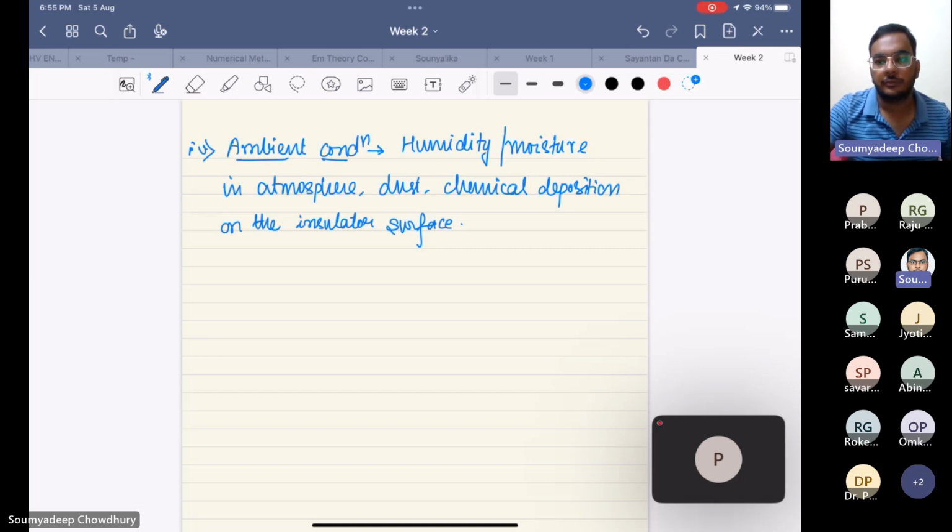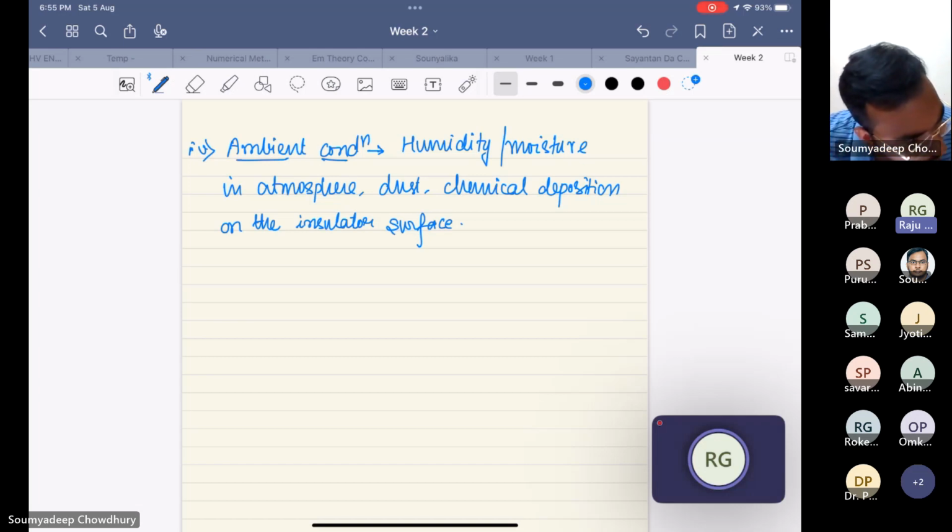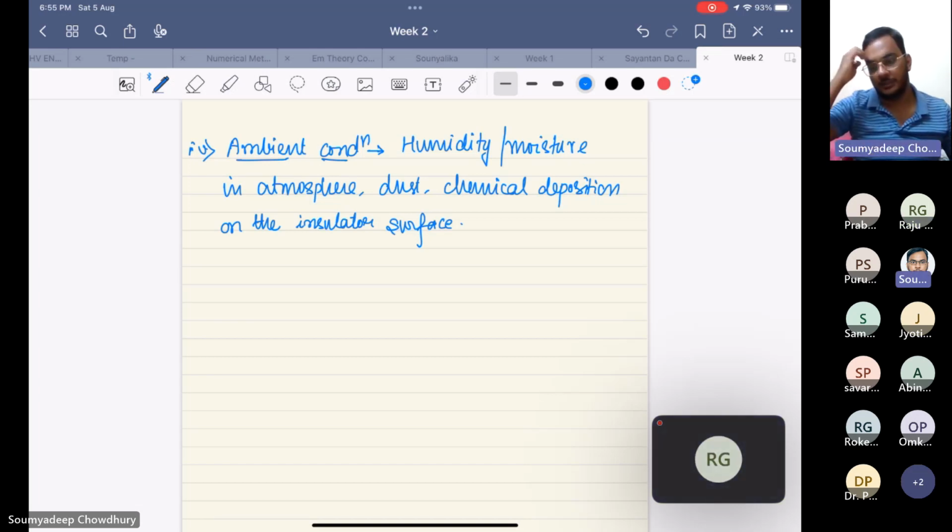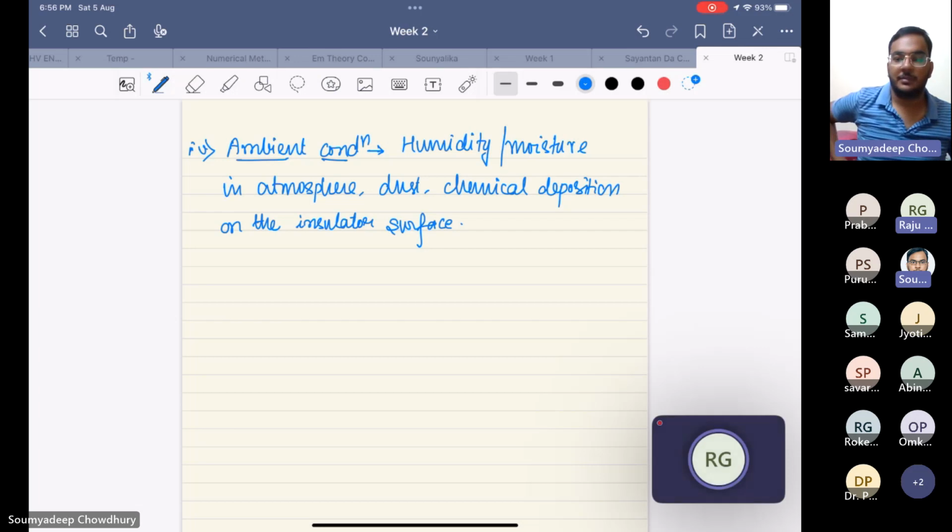Any idea, anyone? What is the normal humidity? What is the normal temperature under standard temperature pressure conditions? Normal temperature will be around 28 to 30 degrees. It is 27 degrees, sir. Under standard temperature and pressure, we consider it as 27 degrees.